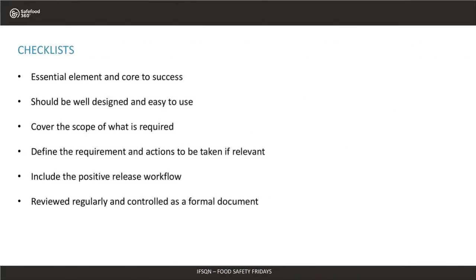Quick word about checklists. Obviously, you have to build them. Spend time doing them. Think about them. Make sure that everything on the checklist has clear value, and that's underpinned by some clear decision for it to be there. Okay. Design them well. Design them easy to use. Make sure it's covering the scope of what you need to produce safe products. Very important. Try and build in the positive release workflow into that document as well, if you can.